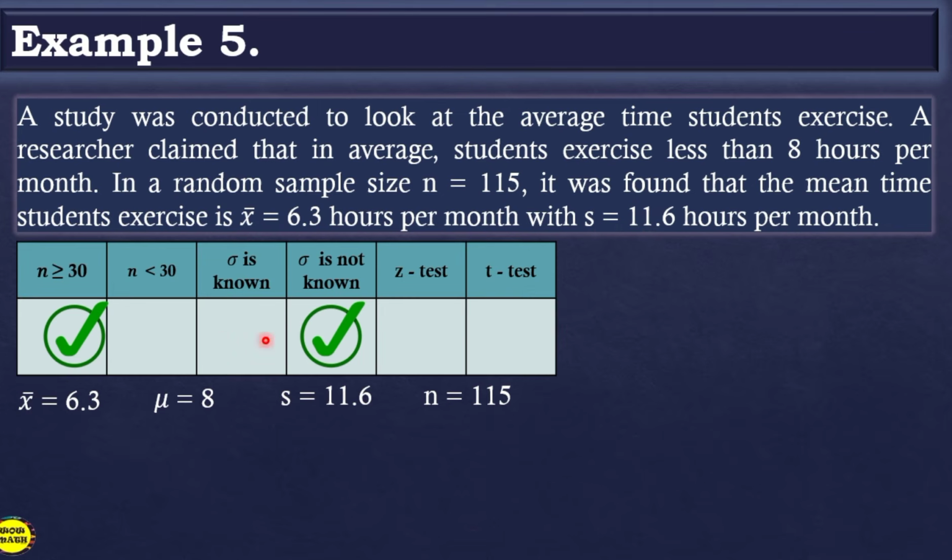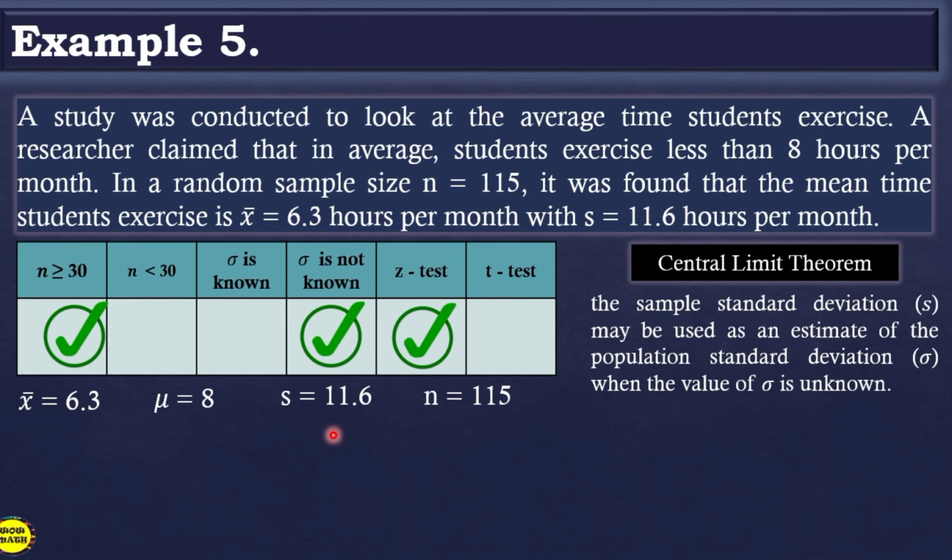So, kapag ganito, anong test ang gagamitin natin? If your n is greater than or equal to 30, but your population standard deviation is unknown, anong gagamitin natin? Z-test pa rin, no? Z-test pa rin ang gagamitin. Bakit? Using the central limit theorem.